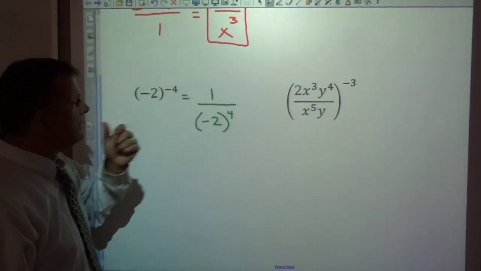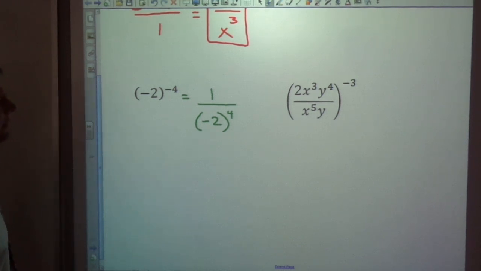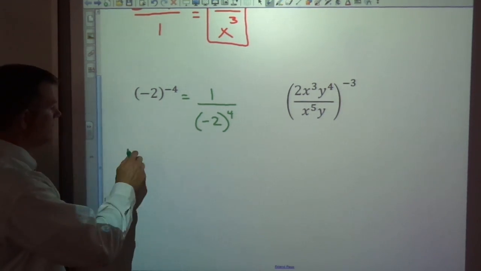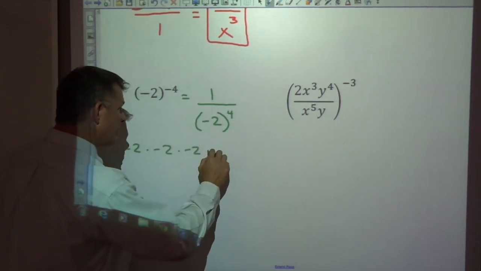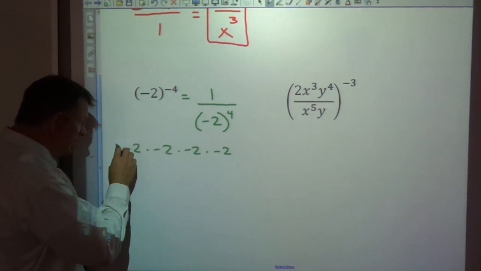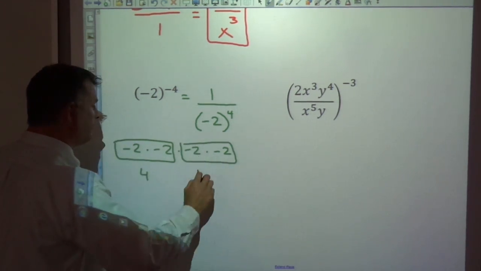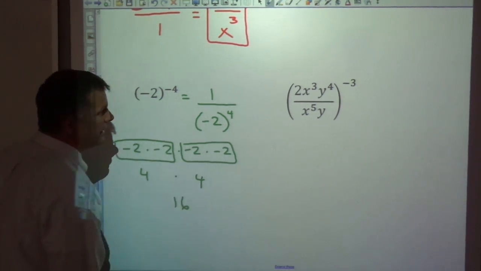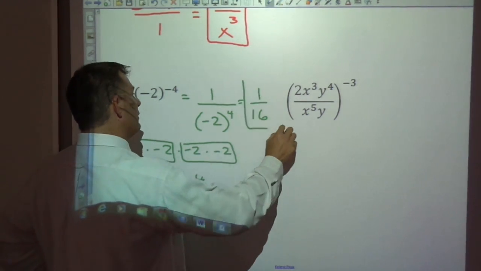Now we just need to think through what this is. If you type this into your calculator, well, this one actually will work out okay. But if they don't use parentheses, the calculator might mess this one up. Negative 2 times negative 2 times negative 2 times negative 2. These two make a positive 4. These two make a positive 4. Positive 4 times positive 4 is positive 16. So the answer here is 1/16.